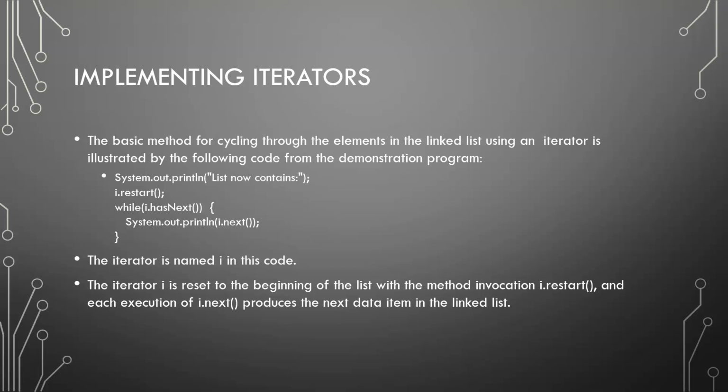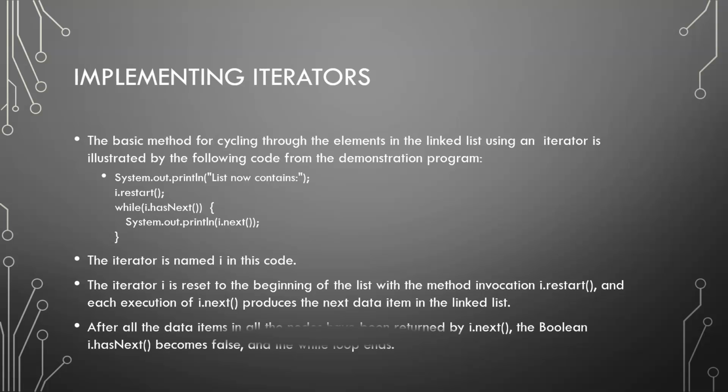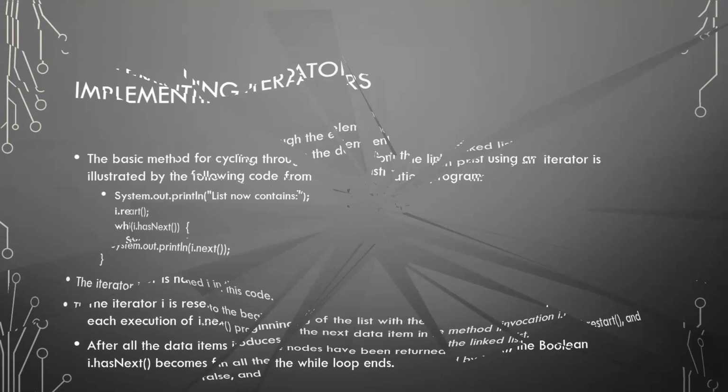The iterator i is reset to the beginning of the list with the method invocation i.restart. And each execution of i.next produces the next data item in the linked list. So i.restart moves it back to the head position. i.next is getting the next position of the node. Now, after all the data items in the nodes have been returned by i.next, the boolean i.hasNext becomes false and the while loop ends, because hasNext just checks to see if there's another link within the linked list.